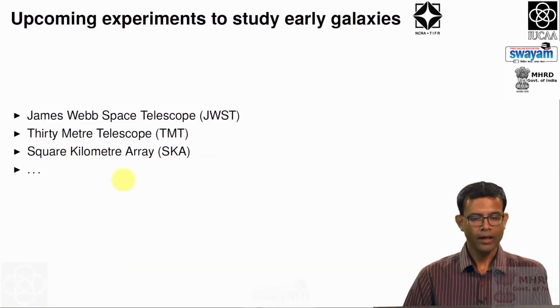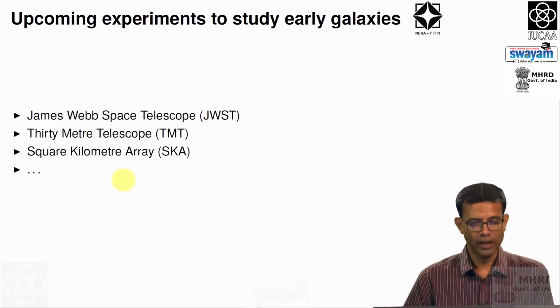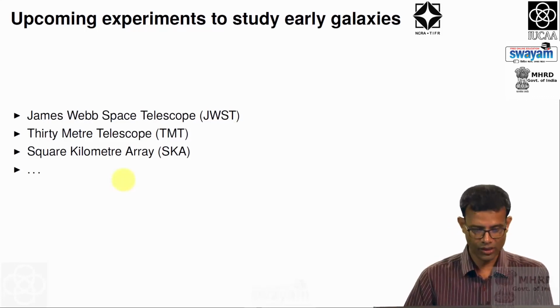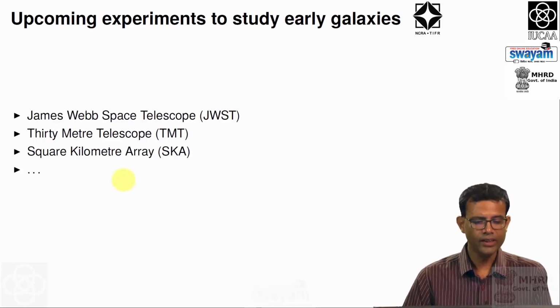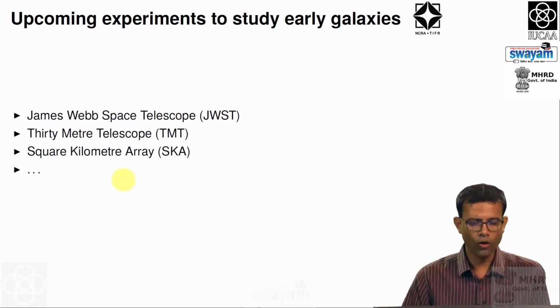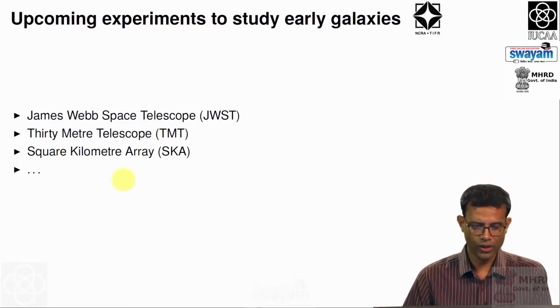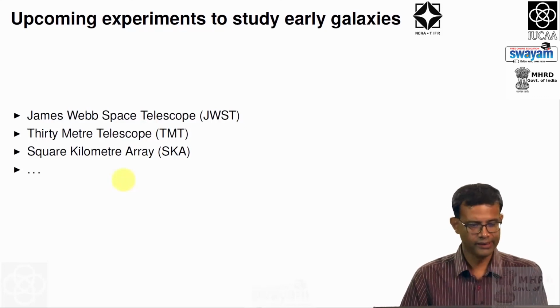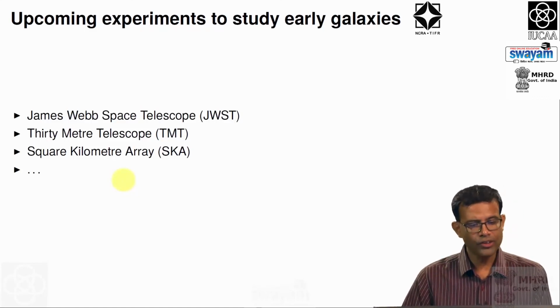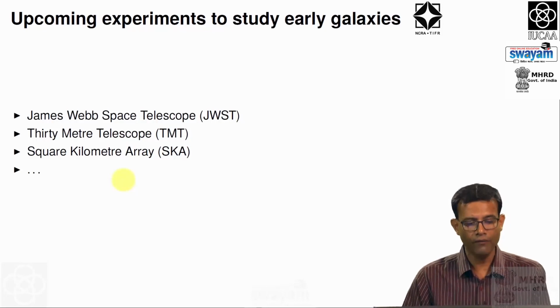There are a lot of upcoming experiments which are planning to study this reionization and also the early galaxies, which are quite interesting. One is a satellite, a kind of upgraded version of the Hubble Space Telescope. It is known as the James Webb Space Telescope, JWST. It will go up probably next year or in 2020, and that is going to directly observe the first stars in the sky.